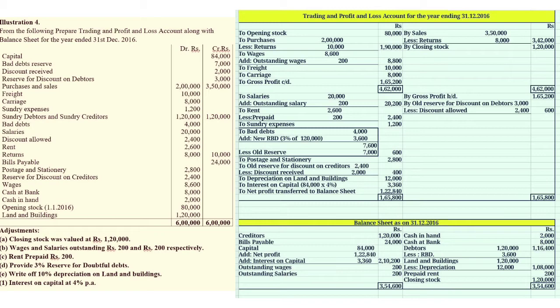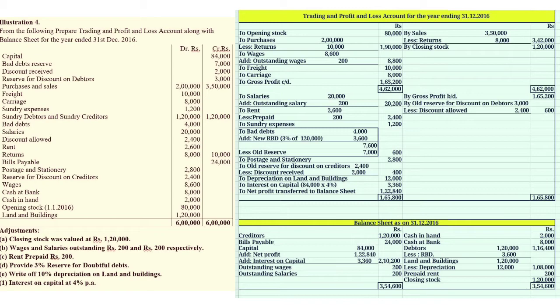On the debit side of profit and loss account, to salaries 20,000, add outstanding salary 200. It's given in the adjustment. Okay, outstanding means not yet paid. After closing the trial balance, we came to know that it's not yet added to the existing salary, so add it to the opening value of salary. Now it is 20,200.